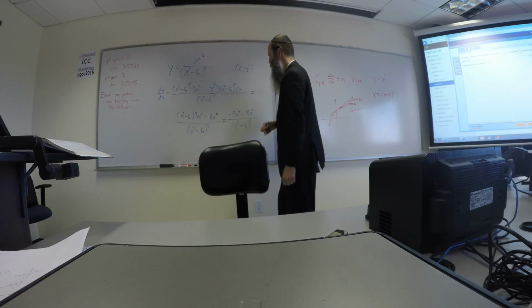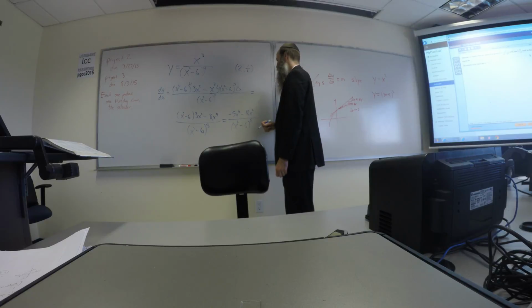So that's going to be the slope. That's the slope of that function anywhere you want. And we wanted it at 2, so we'll plug in the 2 and find out the slope now. Right?